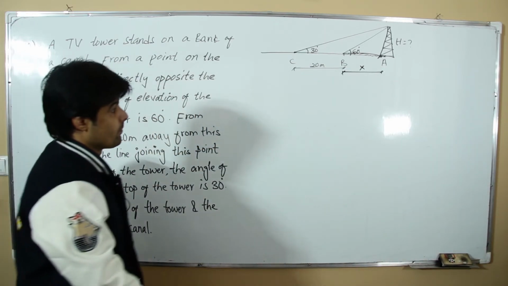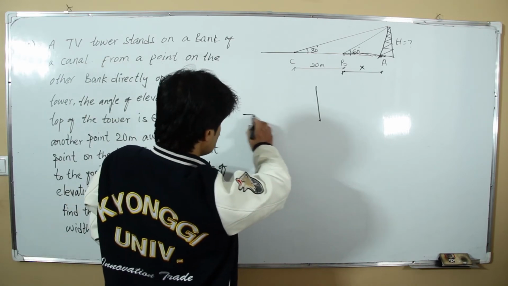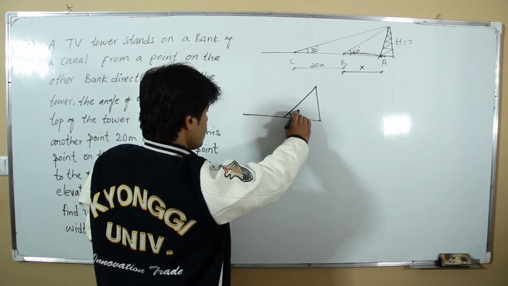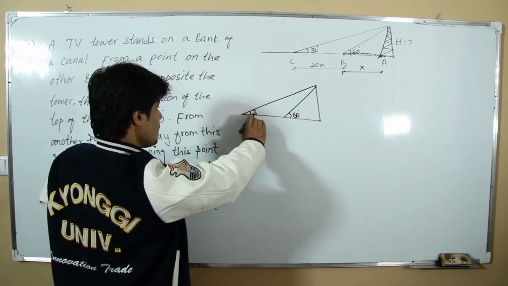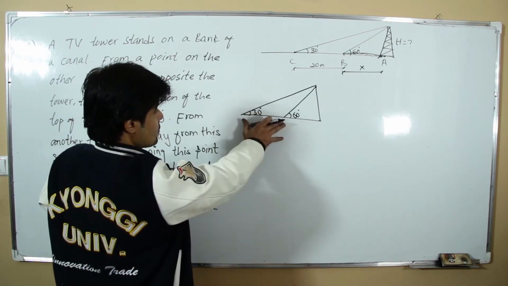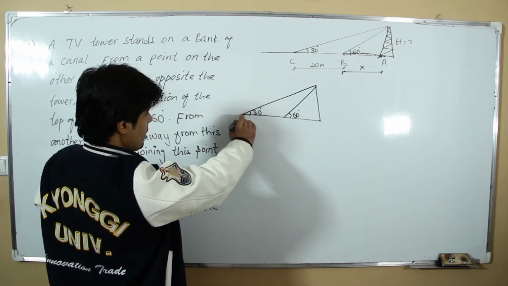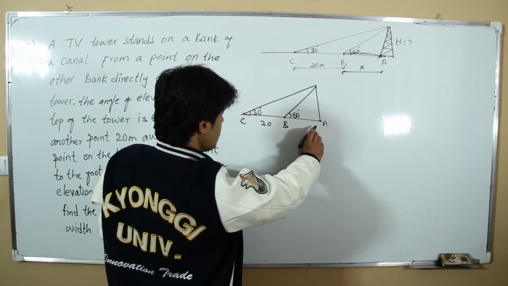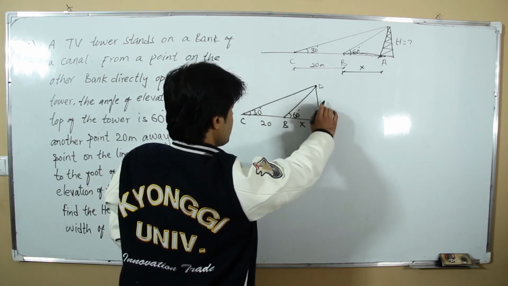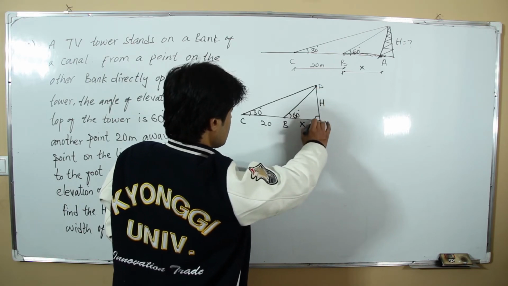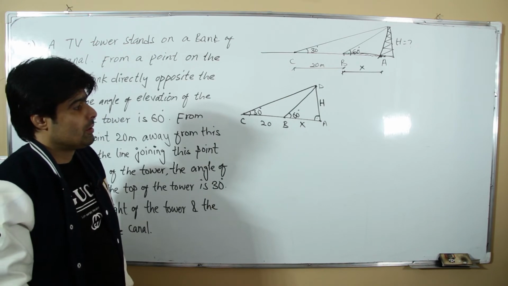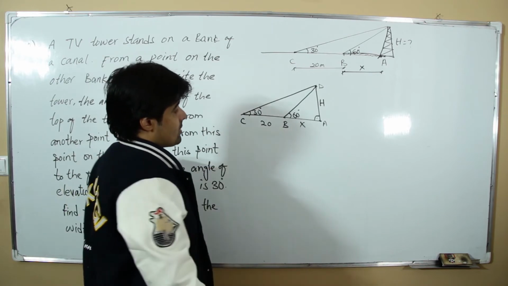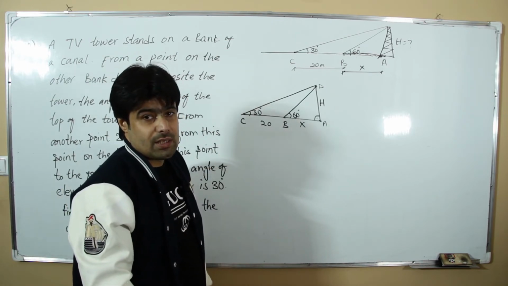I think it's easy. If you think deeply, you will have one triangle with 60 degrees, another triangle with 30 degrees. This distance is CB, which is 20, and BA we don't know, it's x, and this is our D point, which is H, and this is our right angle triangle. Now, relation between the height and adjacent. What do you think? I think, once again, tangent.